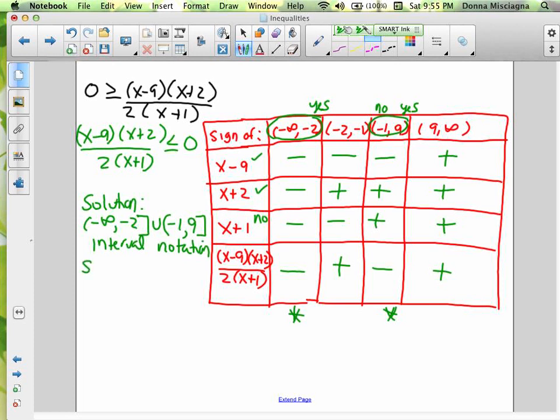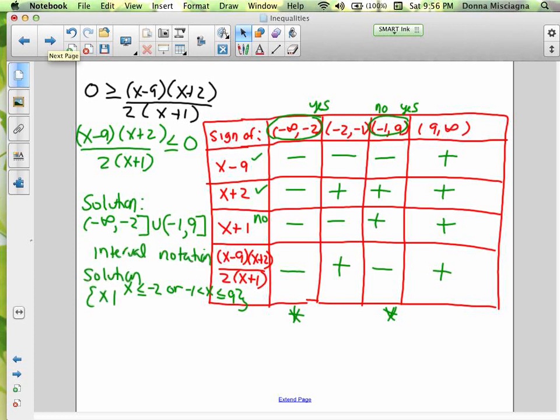Set notation. It would be, here's my bracket, good enough. X such that, so we're going to be less than negative 2, or equal to negative 2. All right, so we're going to be less than or equal to negative 2, or, so the or here means either one's okay. We're going to be, make sure I put the right one, greater than negative 1, not equal to, or less than or equal to 9.